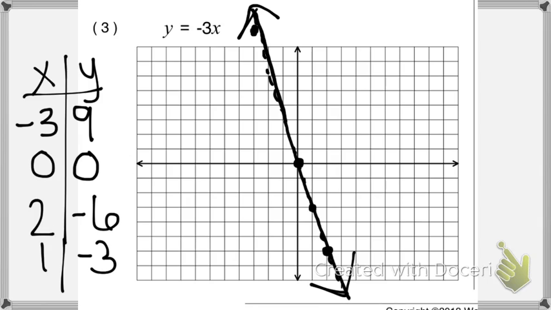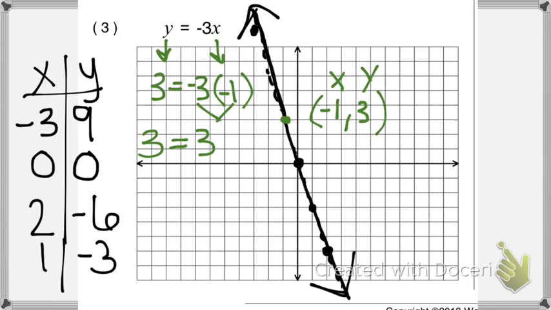So again, let's think about this. If I have, say, this point right here, which is negative 1, positive 3, let's try plugging in that x and that y. So y is 3, x is negative 1. If I times those out, I really do get positive 3, and it is a solution. So any point on the line is a solution. That's what we're showing.